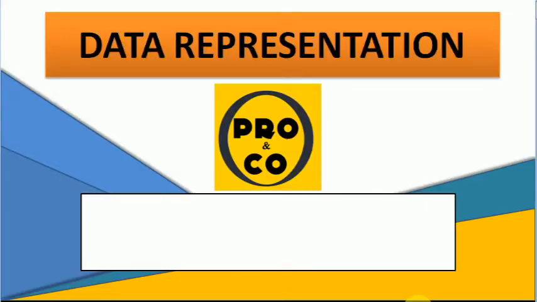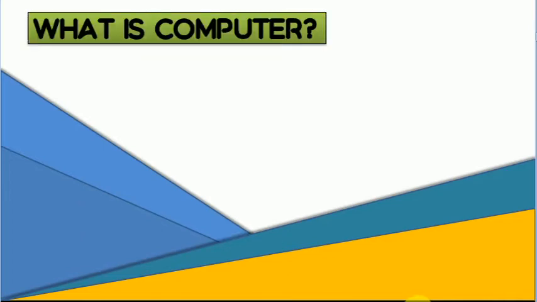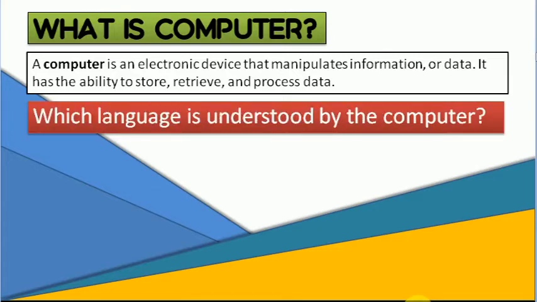In this video we are going to understand data representation. So first of all, before I explain data representation, let us understand what a computer is. What is the definition of a computer? A computer is an electronic device that manipulates information or data. It has the ability to store, retrieve and process data.